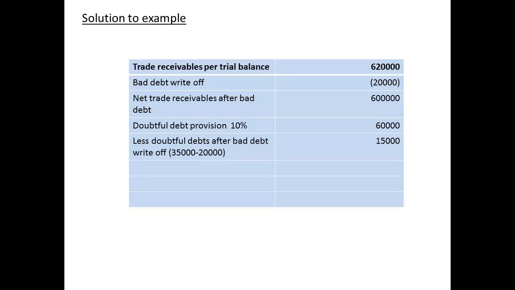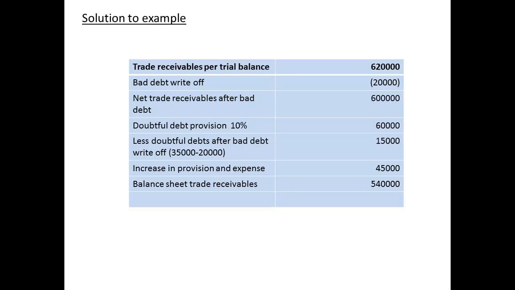We already had $35,000 as the figure for doubtful debts. However, we have written off $20,000. That leaves us with a figure of $15,000 as the provision so far. So this year we estimate the provision needs to be $60,000, and therefore we need to increase the provision by $45,000. Now we need to record the provision.